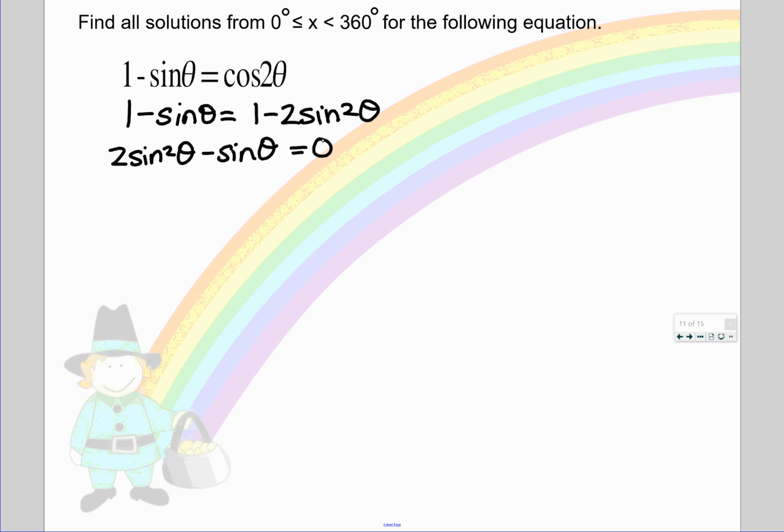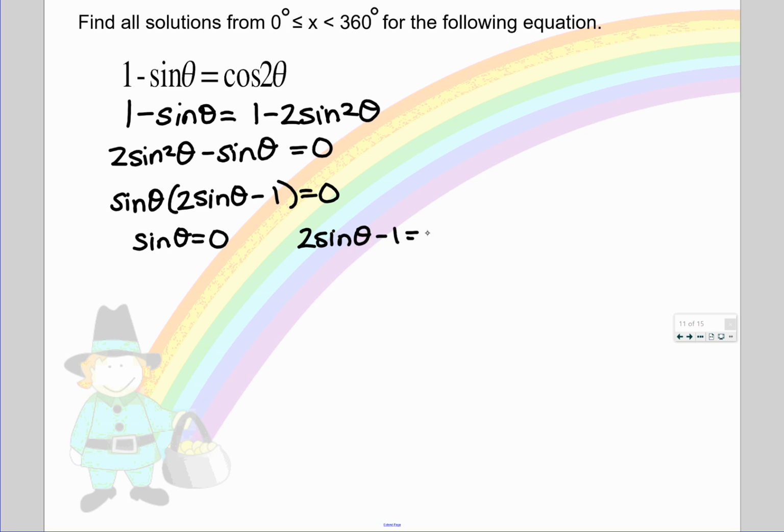How do I factor that? There's only 2 terms. This is the easiest form of factoring. You guys are overthinking. What do they have in common? Let's take a sine out. 2 sine minus 1. And now you've got your factors. So just set them equal to 0. So sine theta equals 0, and 2 sine theta minus 1 equals 0. So for that one, if I get the sine alone, I'm going to get sine is equal to a half.